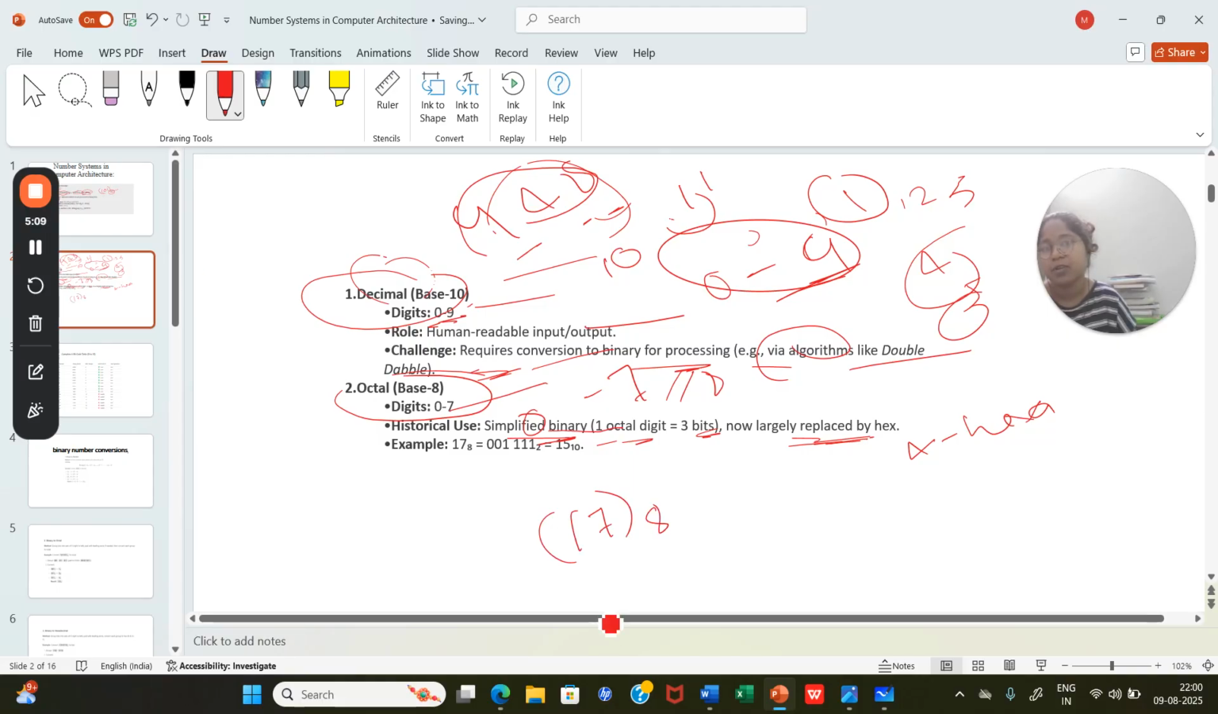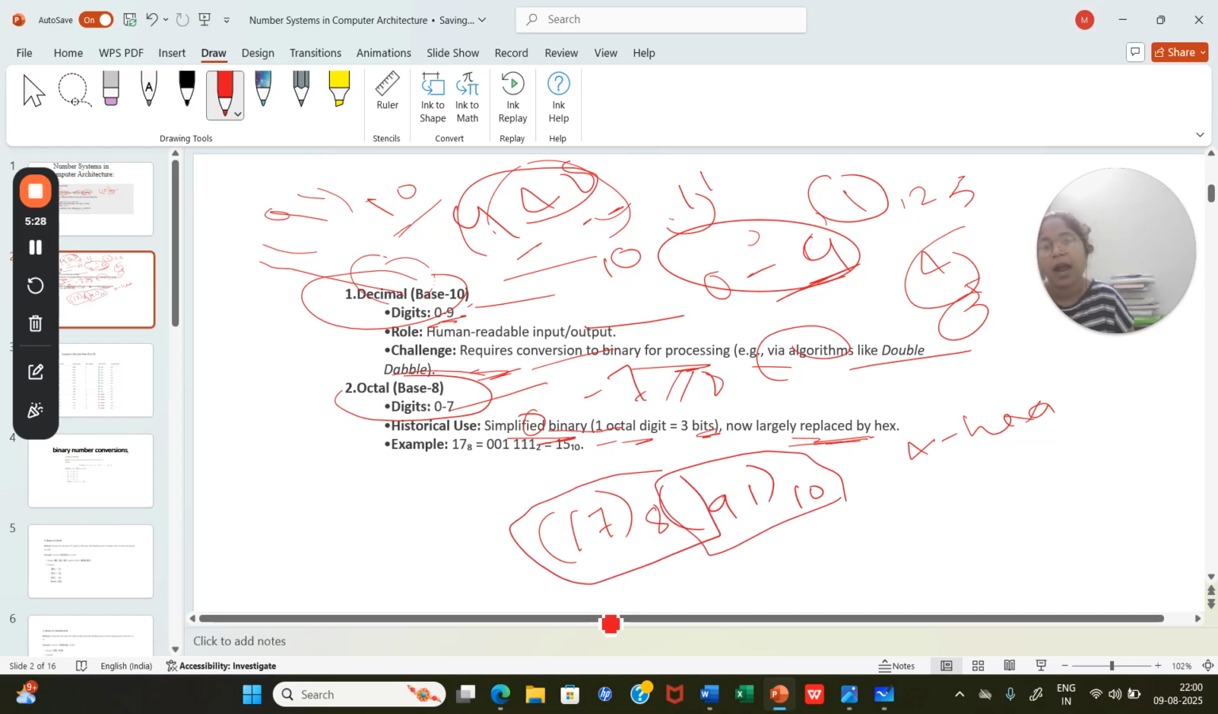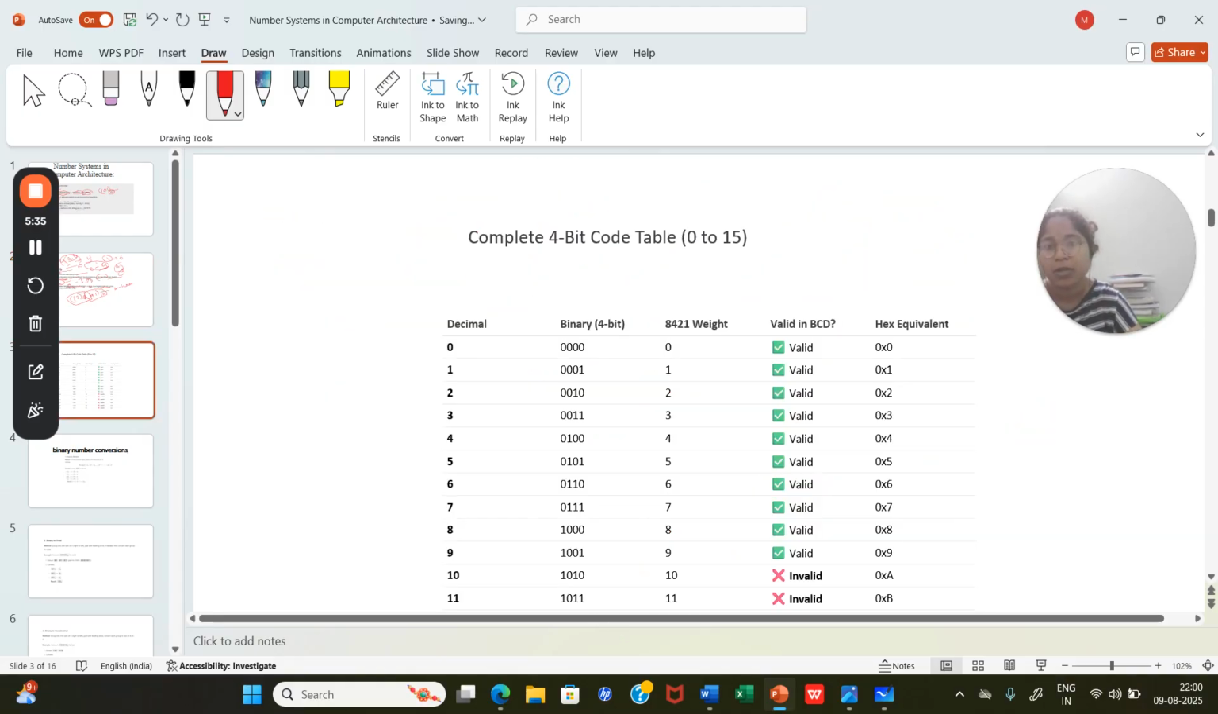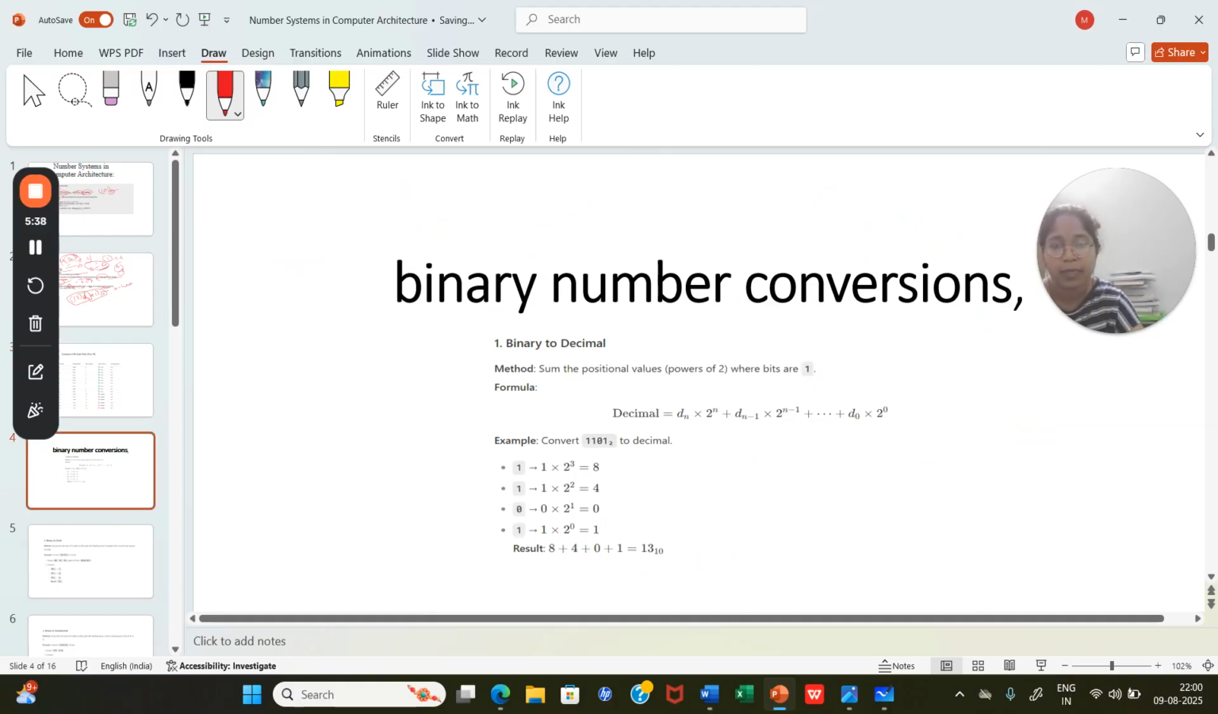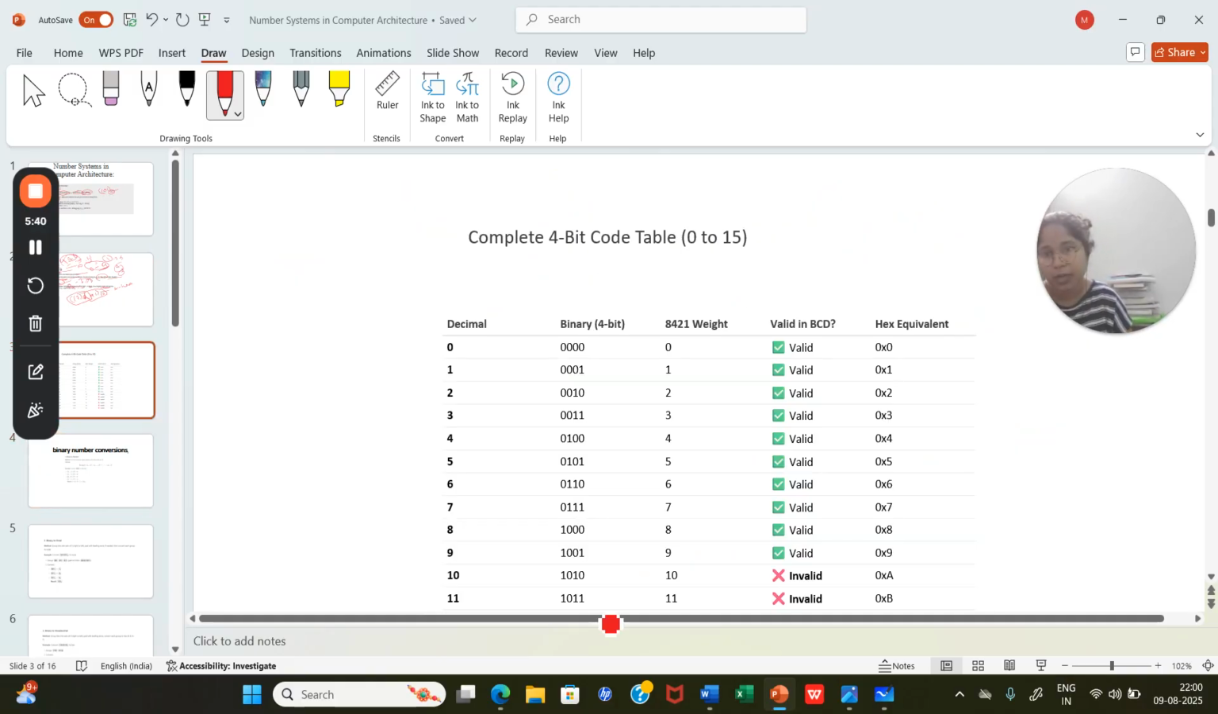For decimal numbers, take the example 91, and the base should be 10. This is an example for the decimal number and this is an example for the octal number. Based on the base, we indicate this is an octal number and this is a decimal number. Take the chart for this, the complete 4-bit table. Look here at how we write in decimal numbers and binary numbers.